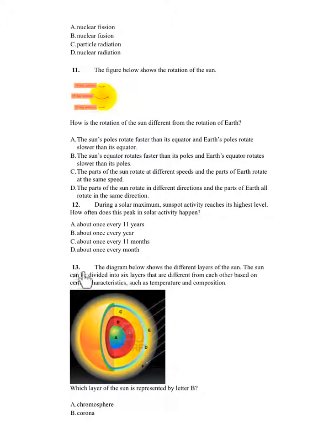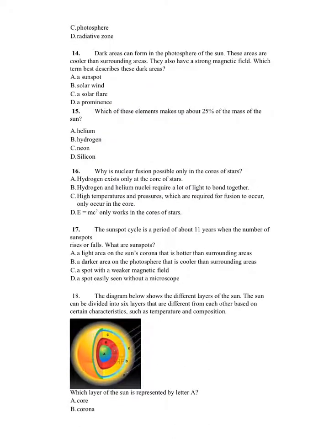Number 13. The diagram below shows the different layers of the sun. The sun can be divided into 6 layers that are different from each other based on certain characteristics, such as temperature and composition. Which layer of the sun is represented by the letter B? A. Chromosphere. B. Corona. C. Photosphere. D. Radiative zone.